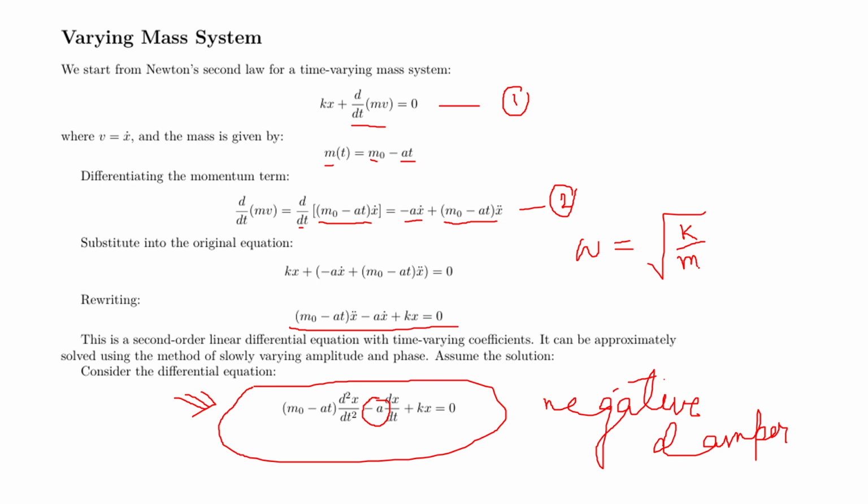So this you can directly substitute, that is root under k by m, and m is changing with time, and in fact it is decreasing with time. So we can say that angular frequency will increase. This can be interpreted from here.